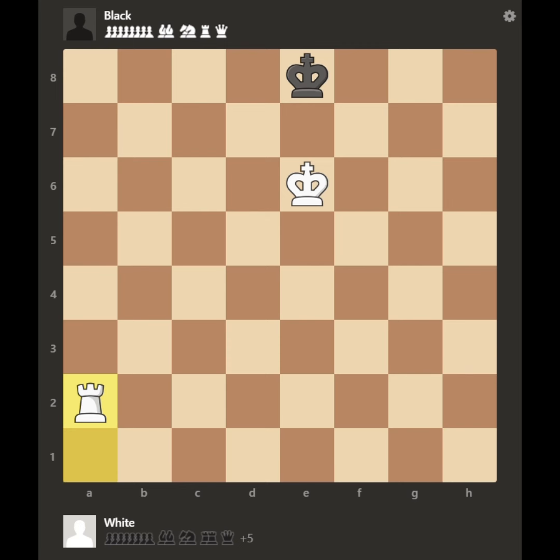A1 to A2, A1 to A3, A1 to A4, like that. A1 to A5, A1 to A6, A1 to A7, A1 to A8. These are all the possible moves of the rook.